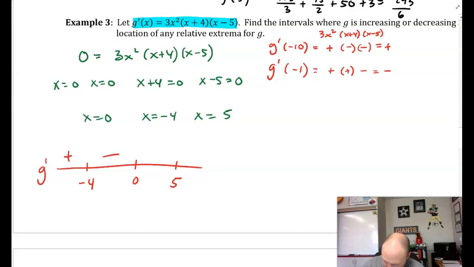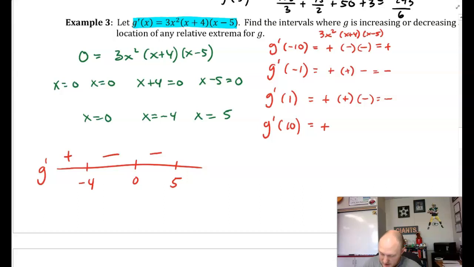Next, g prime of 1. Plugging in 1, we get a positive, positive, and a negative, so still negative. And then g prime of 10, I'll just use 10: positive, positive, positive. So that's positive. There you go.